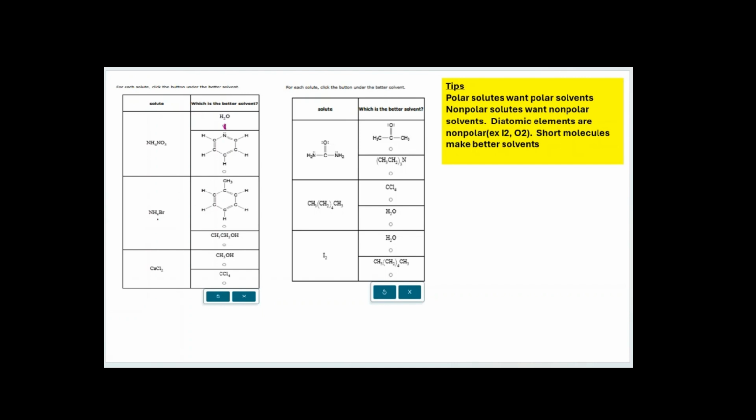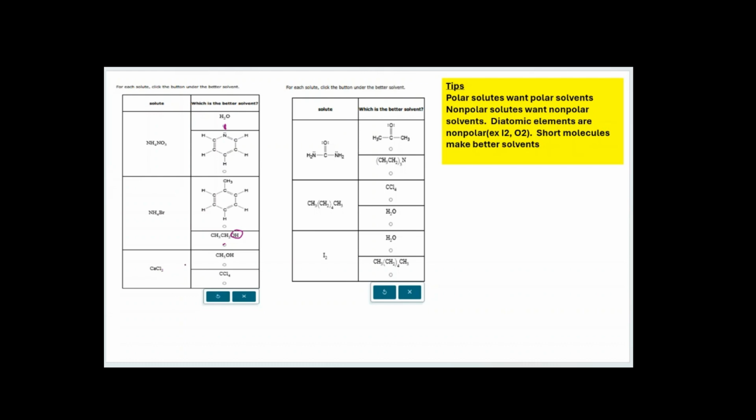Next up, we have NH4, or I should just call it by its real name, ammonium, and bromine. Again, we know that this is a polar compound, and what we want to do is look at our two choices. We see that this one is nonpolar because it's all carbons and hydrogen. And then we look here and we see that we have some polarity right here with this oxygen. Because of that, and this being polar, this is going to make for the better solvent.